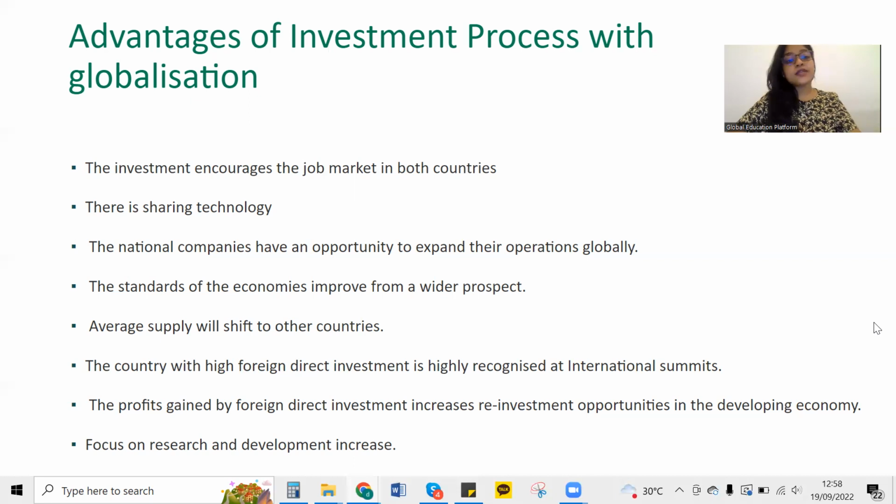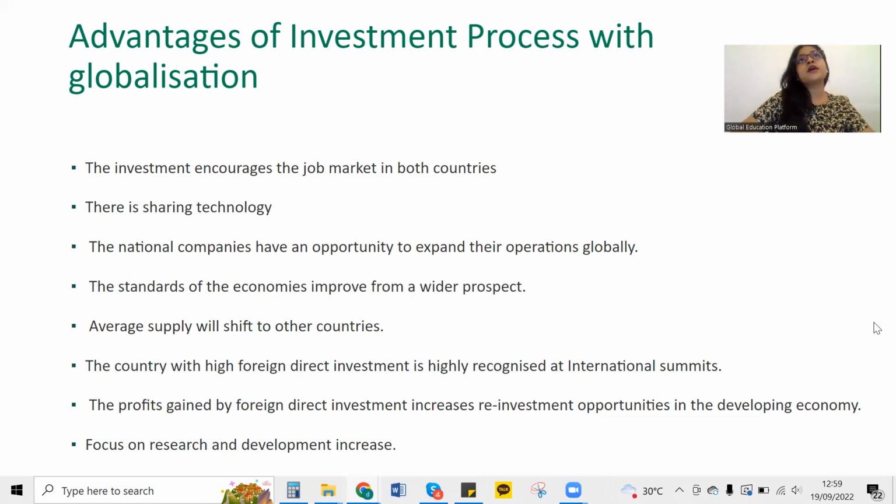Now here, the first point is that investment encourages the job market in both countries. So there is an investment taking place: the organization in country A is investing in country B. Like I explained before, there is a job market being created. To some extent, because we also saw the disadvantages where one country loses and the other country gains. But this point indicates that investment encourages the job market in both countries.